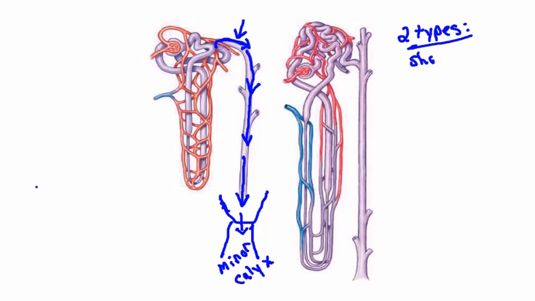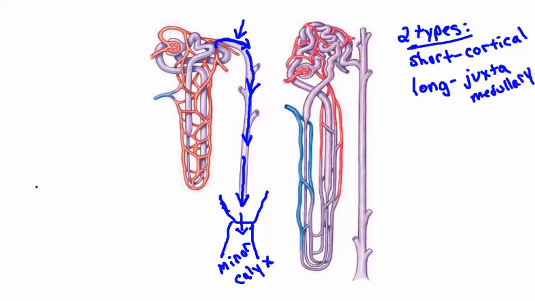Now, as I said before, there are 2 types of nephrons. The short ones stay in the cortical region, so they're the cortical nephrons. And then the long ones are the juxtamedullary nephrons. And that's the big difference between these 2 nephrons.